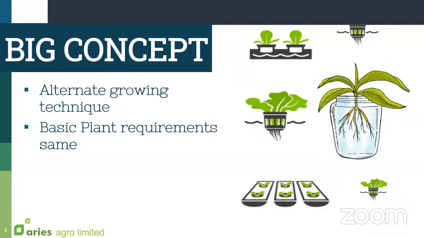But whether you are growing in soil or using this alternate technique, does the plant requirement change in terms of light, nutrients, temperature or water? No. The basic plant requirements are the same. The plants need water, they need the optimum temperature, they need the optimum nutrients, everything: the light, the hours of sunlight, hours of darkness, everything remains the same. So whether you are growing in soil, hydroponically, or soilless, the basic plant requirements are the same.